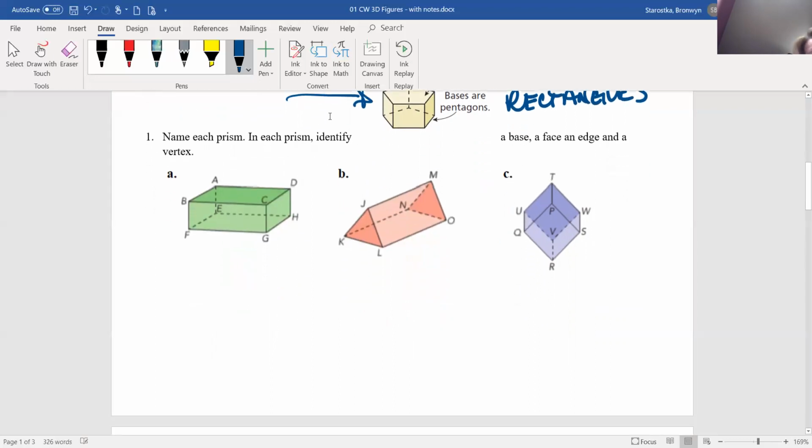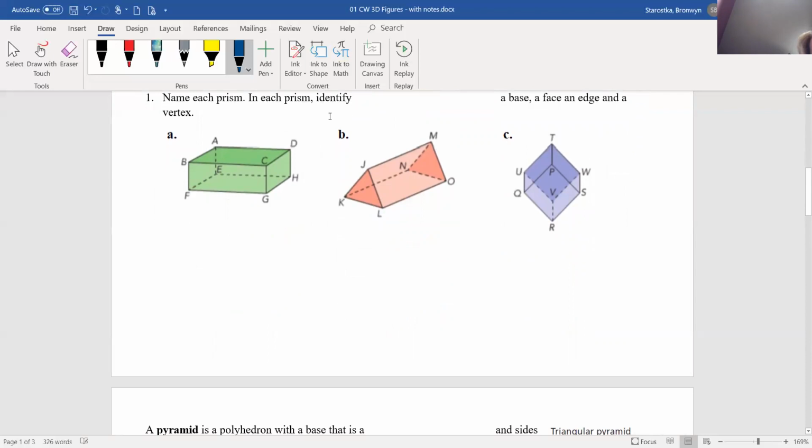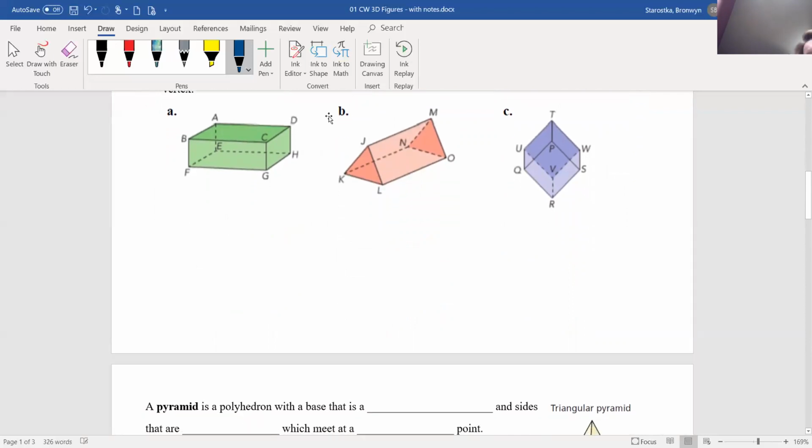All right, so here we go. We're going to name each prism, and then we'll identify a vertex point. So this first one, rectangular prisms are kind of cool because any two opposite faces could be the bases. So that's unique to rectangular prisms. Write that in. Prism.